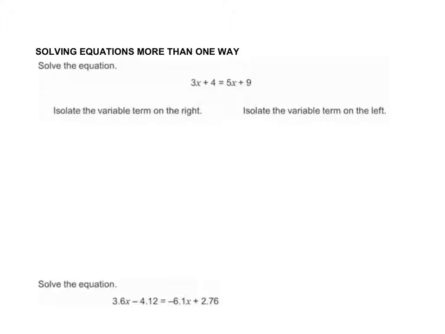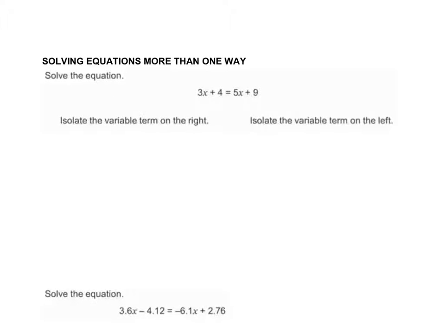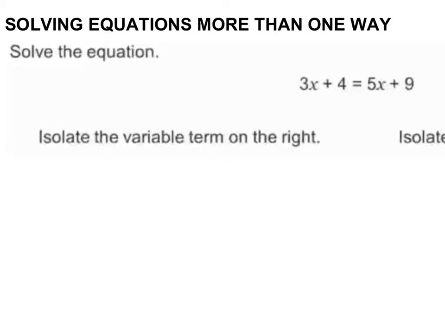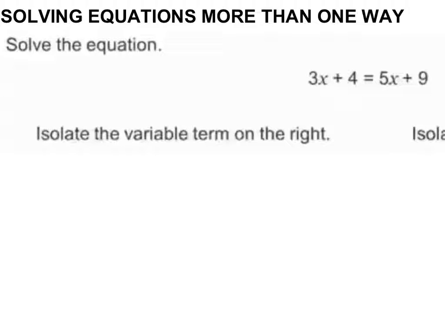Okay, now what I'm going to do on this next page is show you a thing that we have with these types of problems, where when you solve these equations, you can do this more than one way. So we're going to solve the equation 3x plus 4 is equal to 5x plus 9, okay? So I'm going to solve it by putting the variable term on the right, okay?